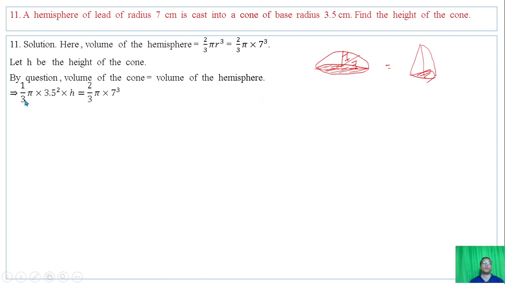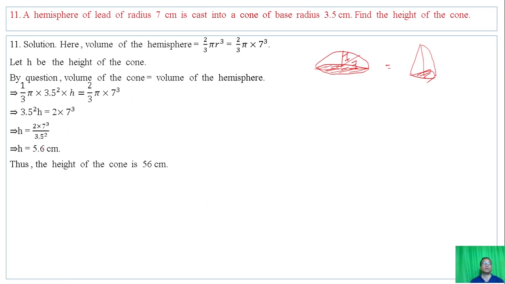Volume of the cone is 1/3 pi r square h. The volume of the hemisphere is 2/3 pi 7 cube. Solving for h, we have 5.6 centimeter. Thus the height of the cone is 5.6 centimeter. It must be 5.6.